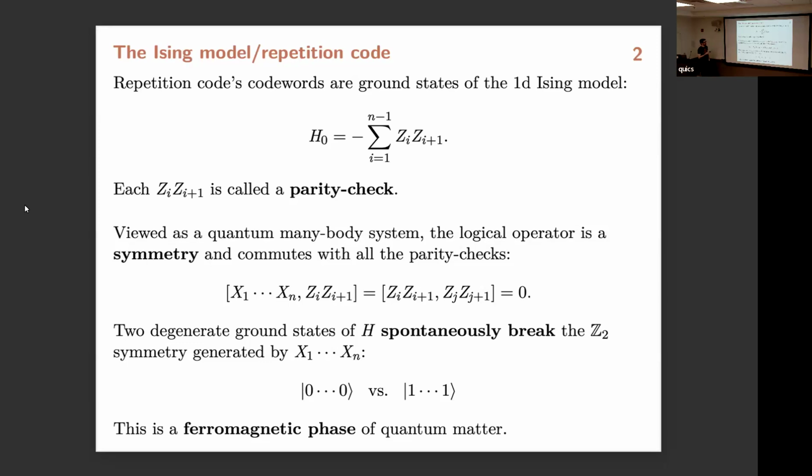This Hamiltonian H naught has two degenerate ground states, the all zero and the all one state, which spontaneously break this Z2 symmetry. And so from a condensed matter point of view, we would say that this is a ferromagnetic phase of matter. Here by phase, we're really referring to the ground states. Of course, in 1D, the excited states are not magnetic. That's a classic result from stat mech, but for this talk, we're interested primarily in the ground state physics.